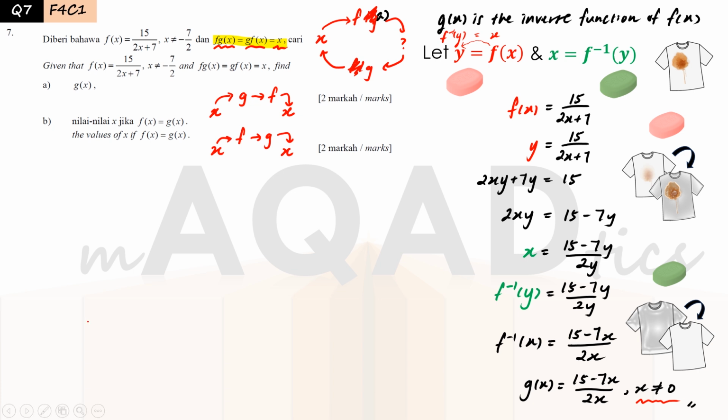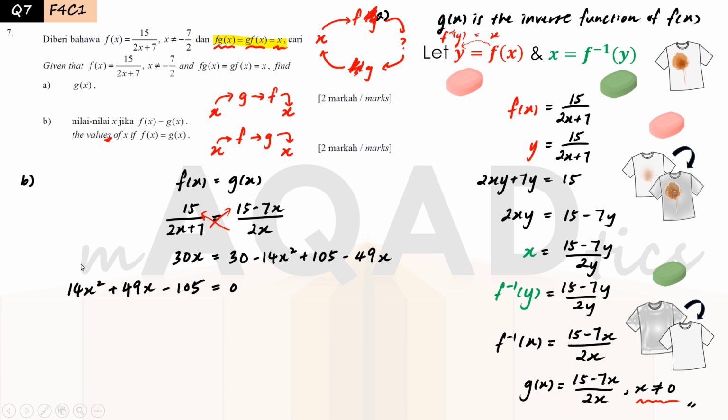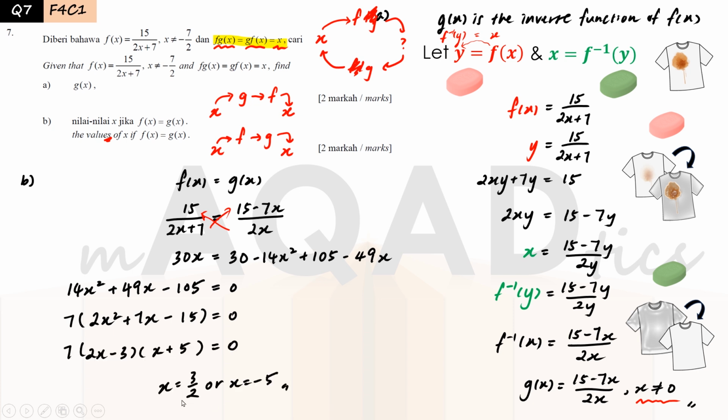Okay? And for part B, we need to find the values of x if f of x is equal to g of x. Okay, so here it says values, meaning we have more than one answer. So we need to take note of this. Right, so f of x equals g of x would be something like this, and here we just cross multiply. Okay, and then we simplify, then we can get a quadratic equation. So here we can factorize 7 out first. Okay, and then we can use the factorization way, or using the calculator, to find the two values of x. So our values of x would be 3 over 2 and negative 5.